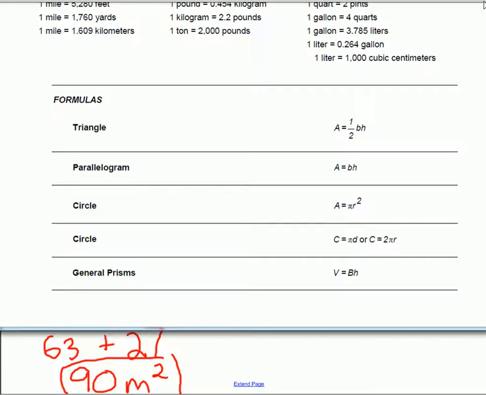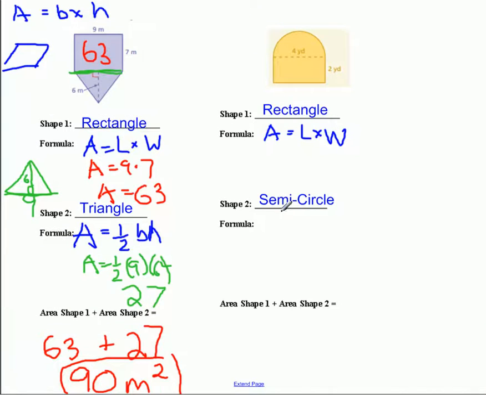So what am I going to do with this? I'm going to copy this formula down. A equals pi r squared. But who remembers what I have to do? Because it's a semicircle, I have to cut it in half. Again, no formula sheet is going to tell you that. You need to know how to do that.